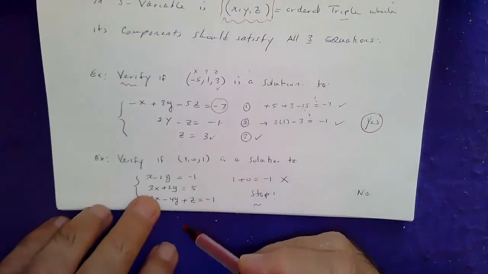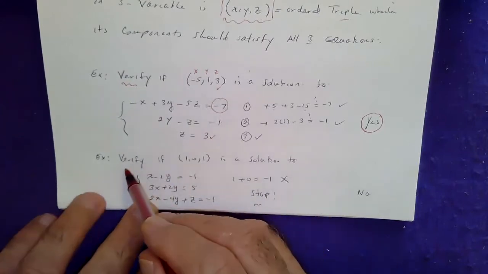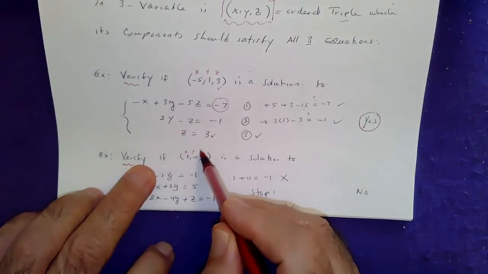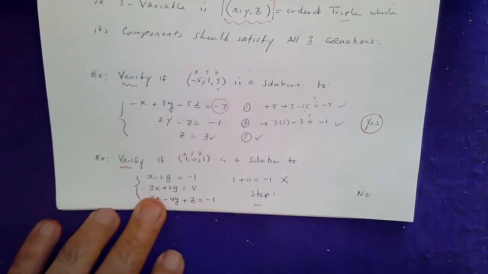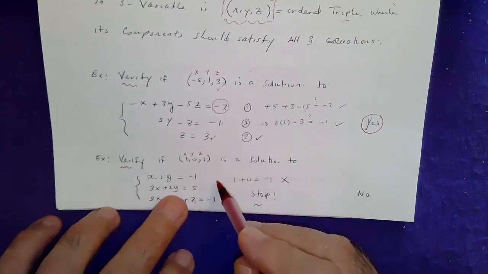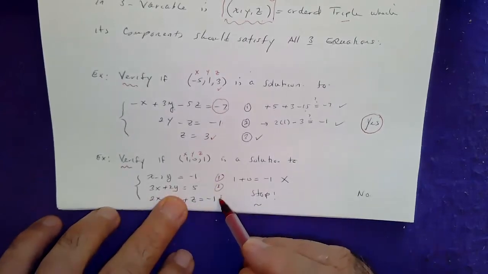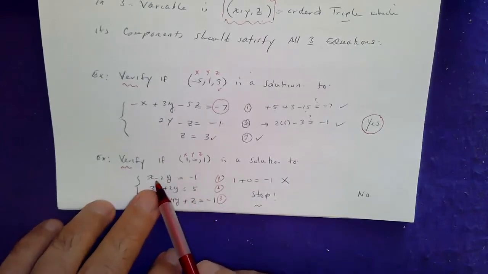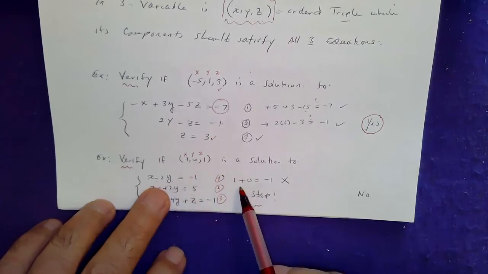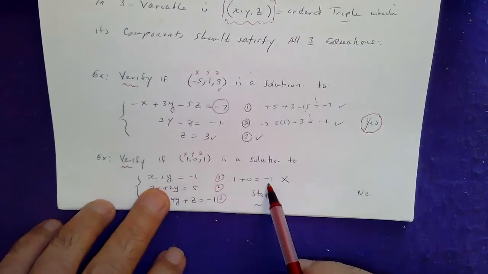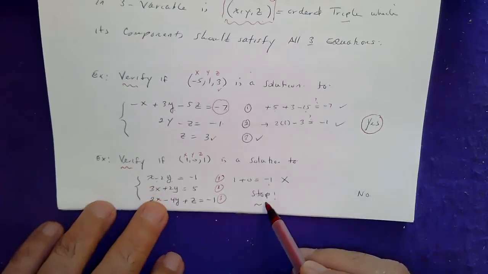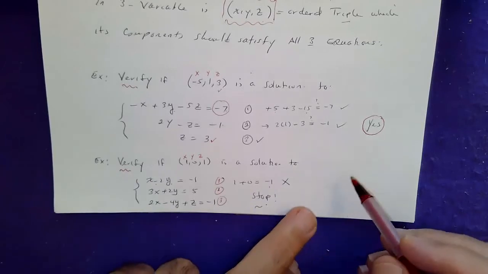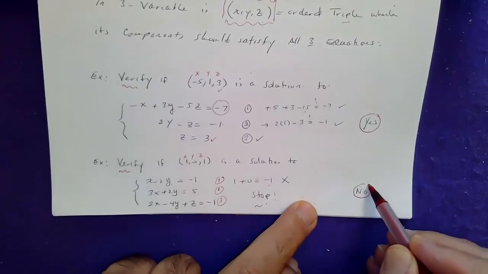Sometimes it is not the solution. Like verify, or that means show if (1, 0, 1), remember the order matters, x goes first, followed by y and z, is the solution to this system of linear equations. I've got three equations. In the first equation, if I replace x with 1 and y with 0, I get 1. Does that add up to -1? No, it doesn't. So stop. All it takes is for one of these equations to go bad, so therefore the answer is no, that's not the solution.